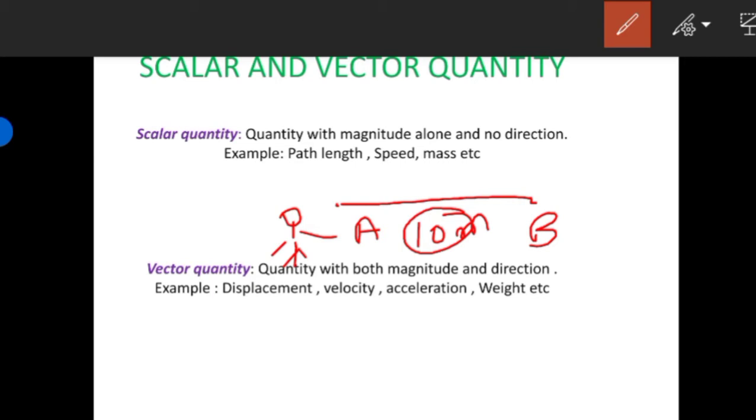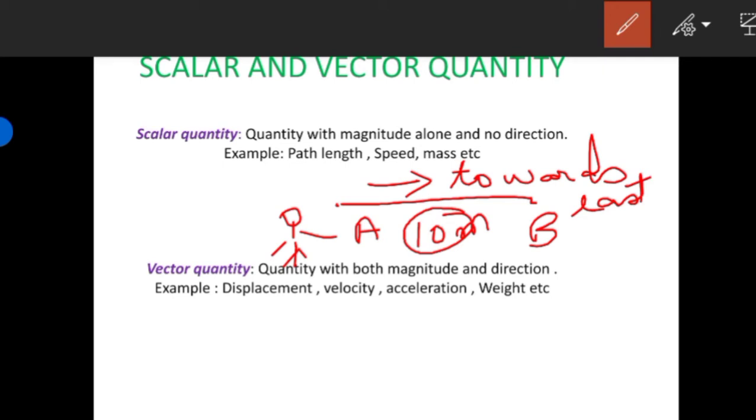So, we'll move to the next quantity, that is vector quantity. Now, when I talk about vector quantity, we not only need magnitude but also need direction. Examples of vector quantities are displacement, velocity, weight, acceleration, etc. So, in this case, if I am talking about displacement, then I should always mention it in this way, that this boy moved 10 meters towards east. Towards east. So, that is called displacement.